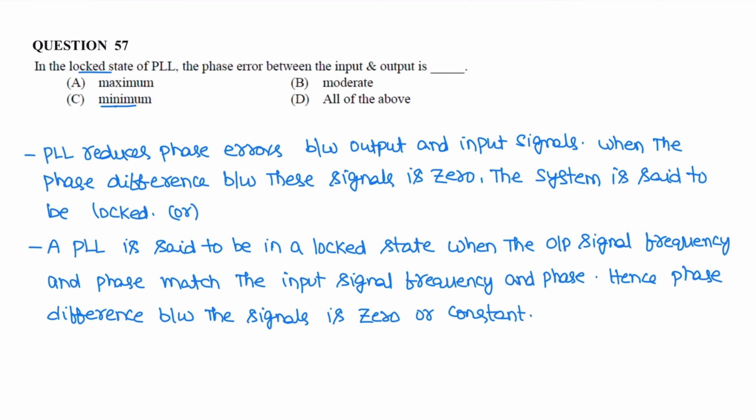A PLL is said to be in a locked state when the output signal frequency and phase match the input signal frequency and phase. Hence, the phase difference between the signals is 0 or constant. The PLL reduces the error between output and input signals. When the phase difference between these two signals is 0, the system is said to be in locked state. So the correct option is minimum. In locked state, it is minimum as per the options, but ideally it is 0.